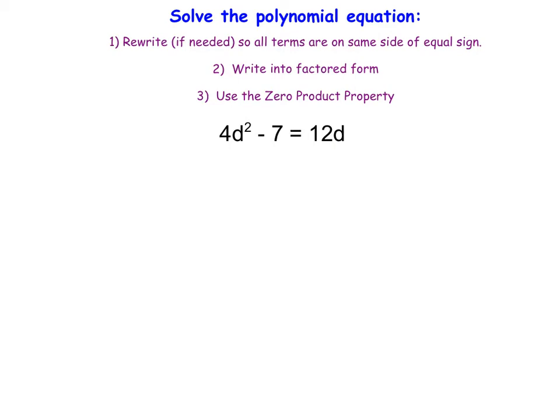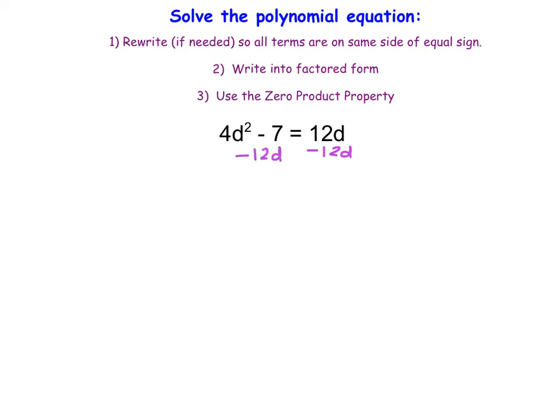So now let's take things one step further. This one, again, we notice that all the items are not on the same side of the equal sign, so we need to move that 12d over. So we have minus 12d on each side.